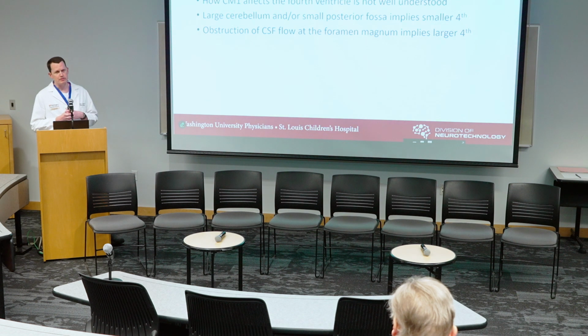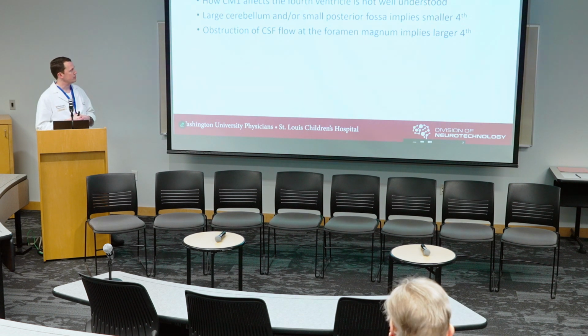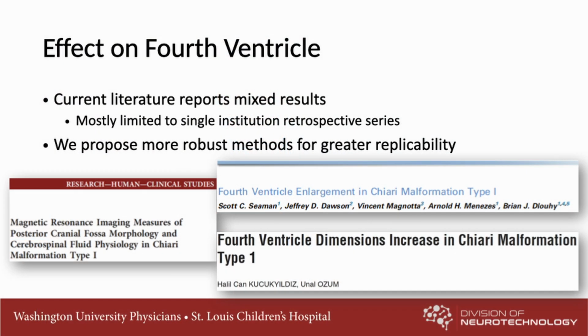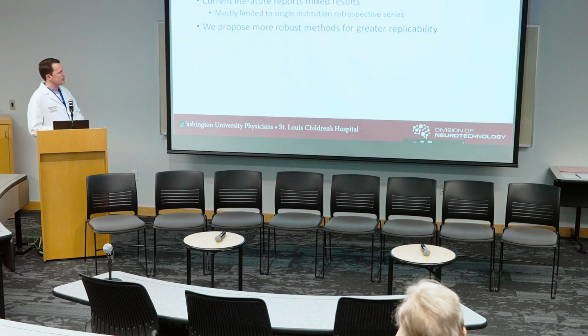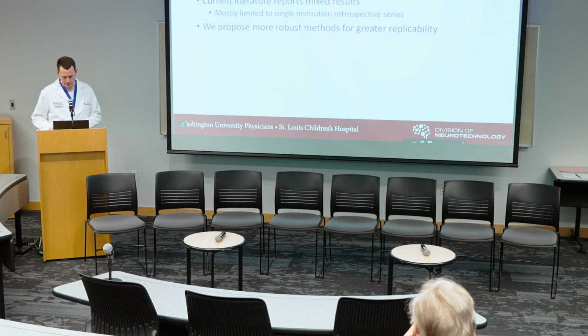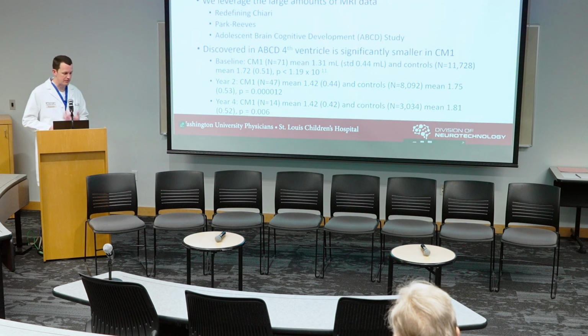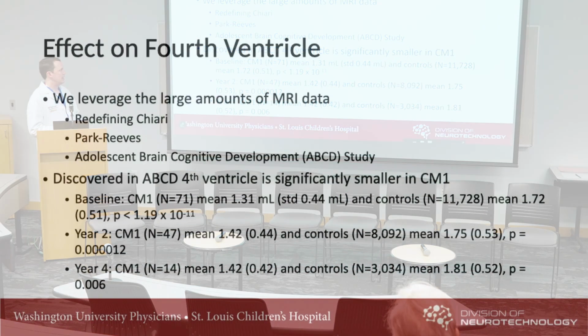If it's a large cerebellum and a small posterior fossa, you might hypothesize a small fourth ventricle as well. If this is obstruction of CSF flow out of the foramen magnum, maybe that's causing things to back up, and you might expect that fourth ventricle to enlarge. The existing literature is mixed. There are reports, mostly from single institution retrospective studies, that suggest it's smaller, and some that suggest it's larger. So our proposal was to not just repeat the same thing and have yet another study that didn't finally answer the question, but to answer this question in a more robust method. So we leveraged large amounts of data from a couple of different sources.